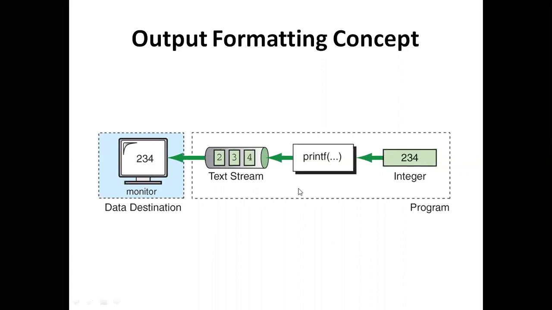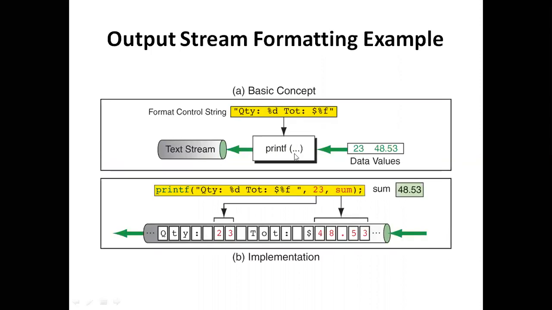And here, what do we need to indicate? I want to display quality in integer format, and total in floating point format. Here 23 is of which type? Integer. That's why we are indicating it as percentage d.